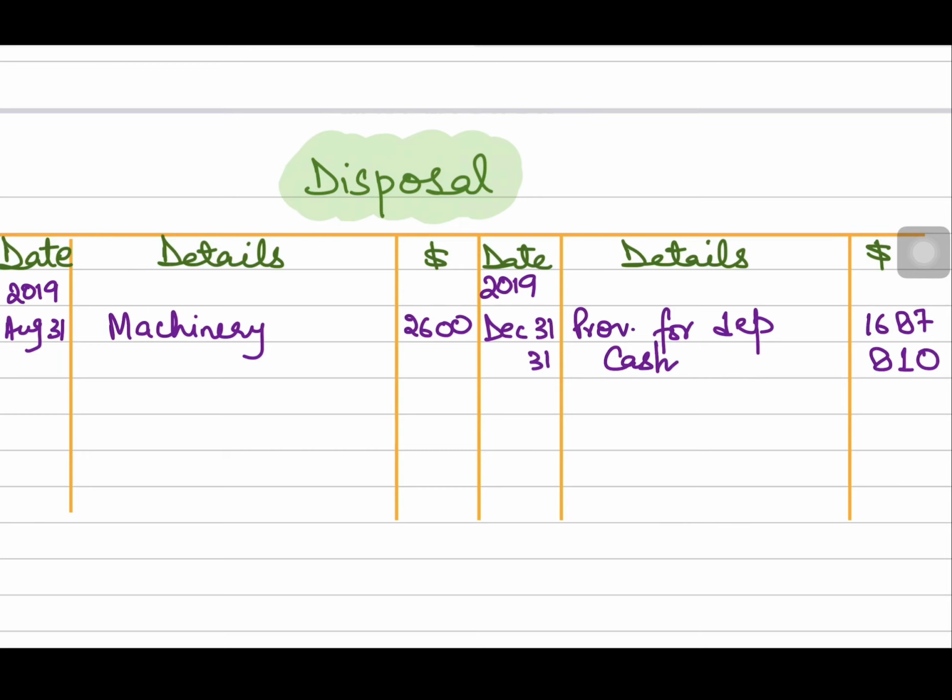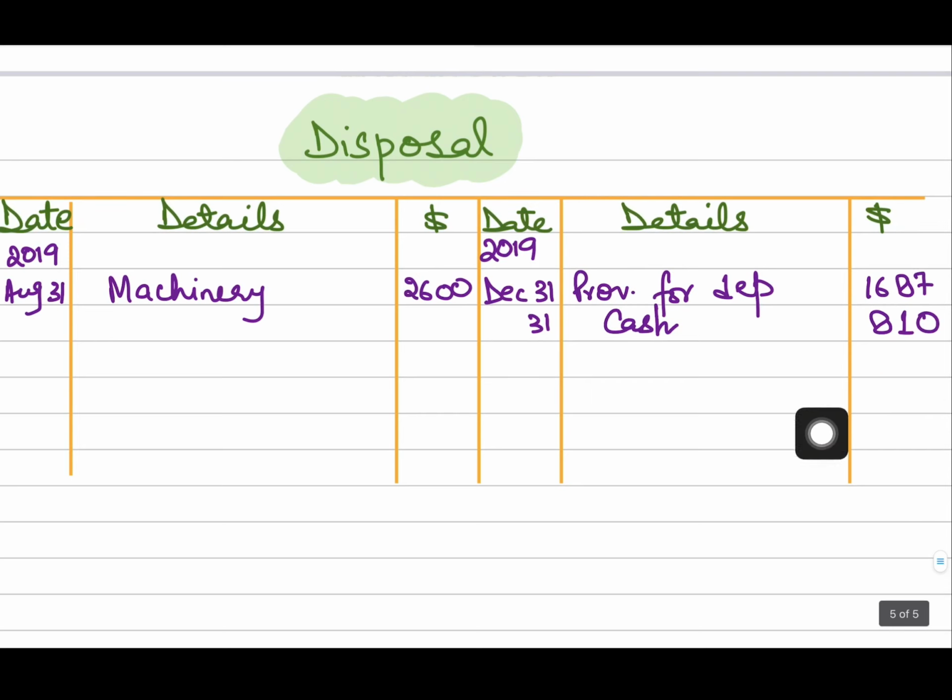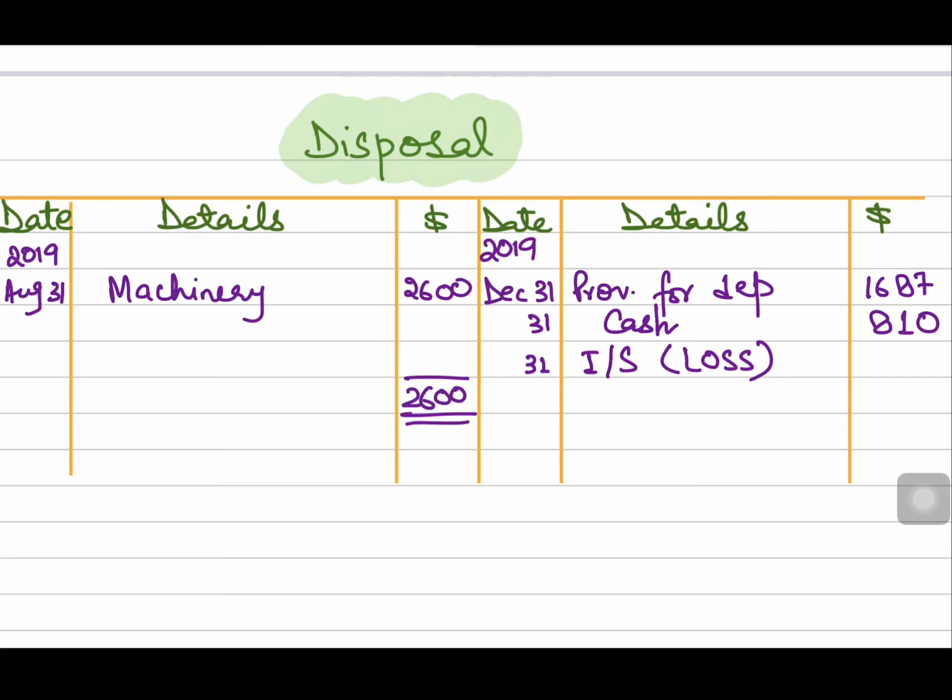So now what do you think? Is there a profit on disposal or is there a loss on disposal? The total of 1687 and 810 is 2497. So this means that there is a shortfall on the credit side. This means that there is a loss on disposal, right? And what is the figure of the loss? The loss figure is 2600 less these two values, which would be 103.